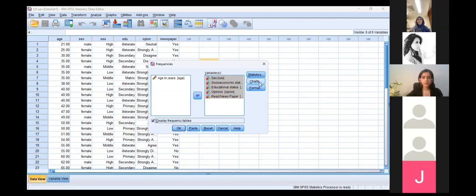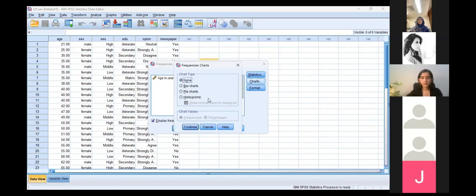And over here, if you want any charts, so what are charts? I think maybe Dr. Ghulam Murtaza will be talking about graphs and everything. But charts are the graphs, right? Whatever graphs you want, it can be a pie chart, a bar chart, or a histogram, you can click on these.